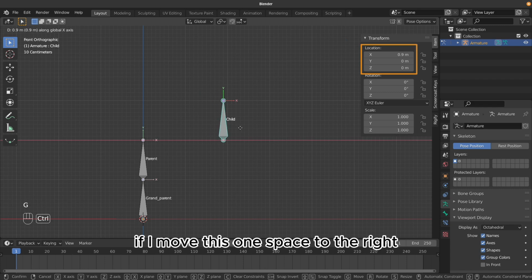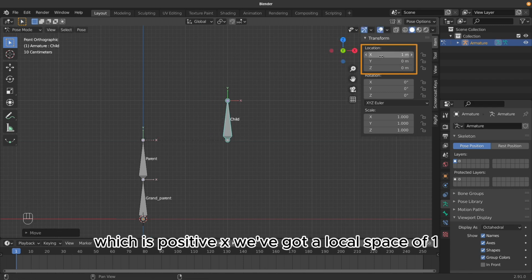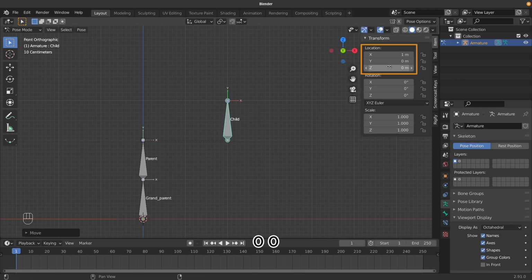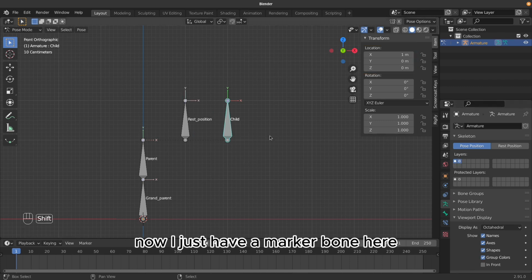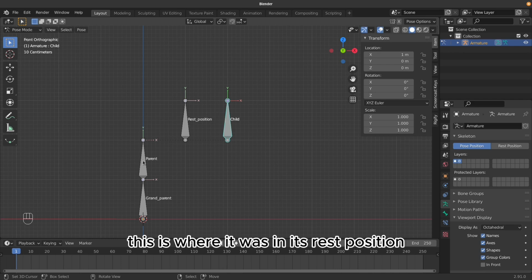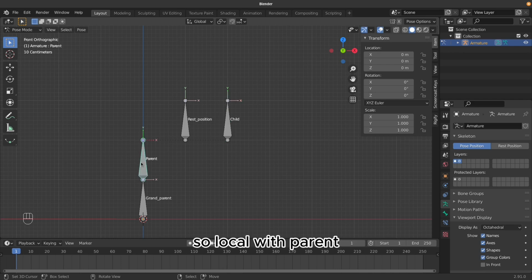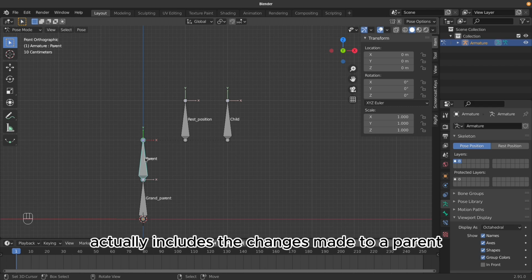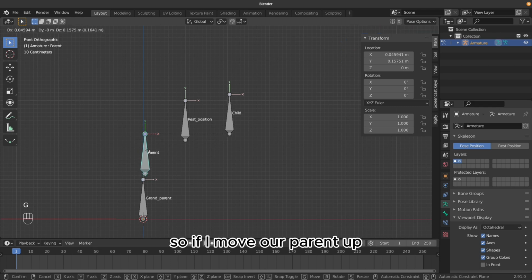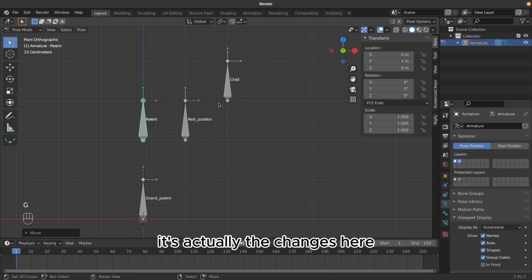If I move this 1 space to the right, which is positive x, we've got a local space of 1, 0, 0. Now I just have a marker bone here. This is just for visualization purposes. This is where it was in its rest position. So local with parent actually includes the changes made to a parent. So if I move our parent up, it's actually the changes here.